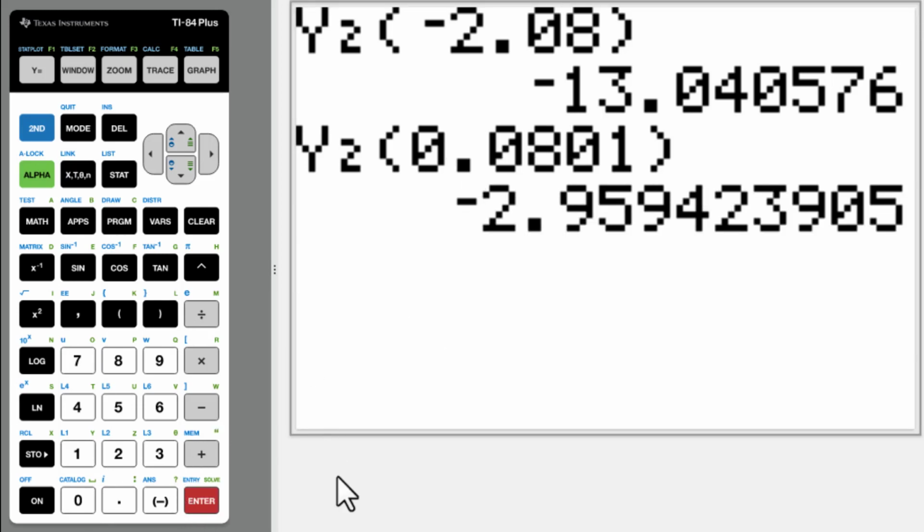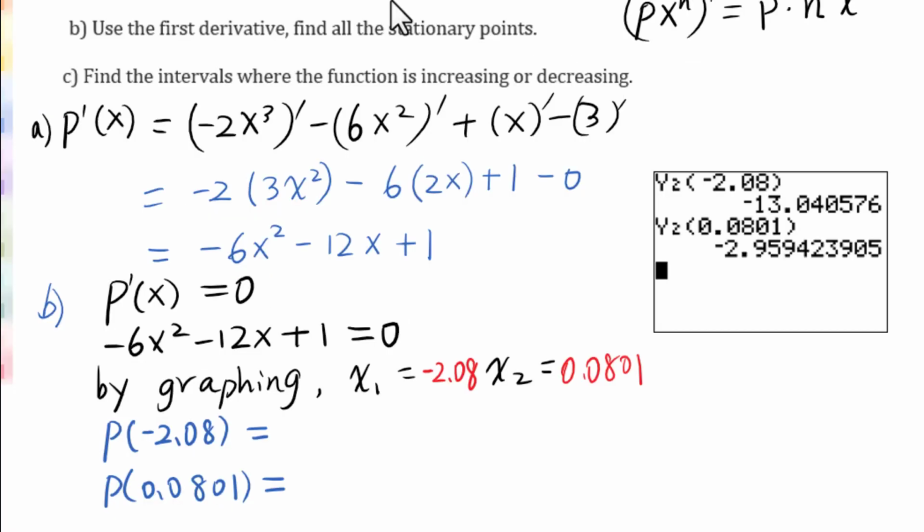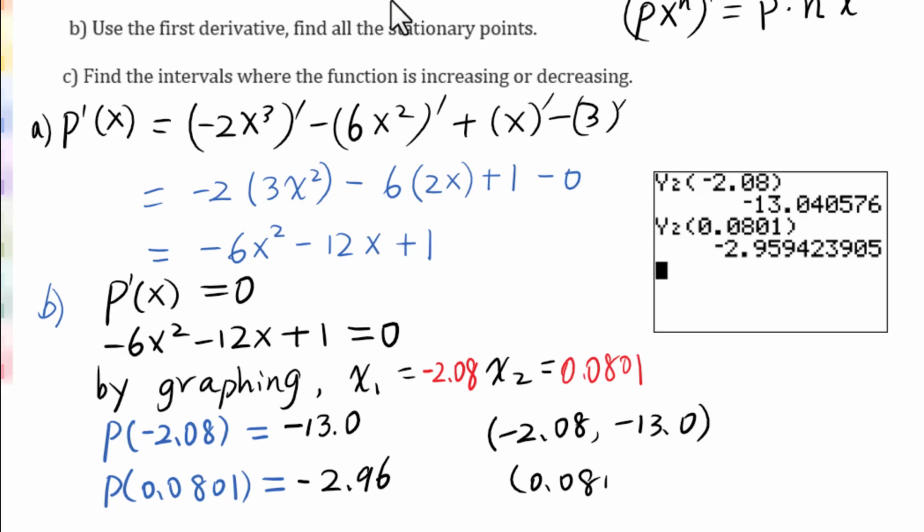So we get two coordinates. P of negative 2.08 equals negative 13.0. For p of 0.0801 equals negative 2.96. So we have stationary points negative 2.08, negative 13.0, and 0.0801, negative 2.96. Let's go to C.